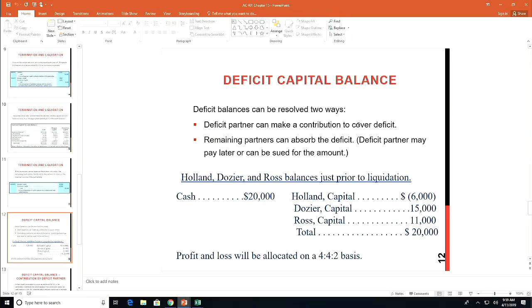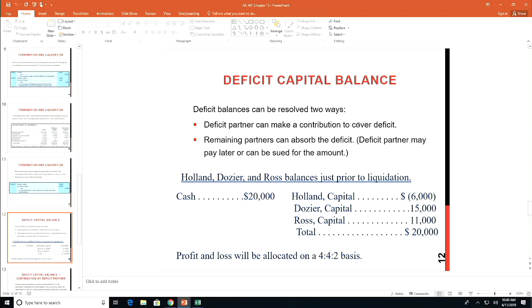Now what will happen? Dozier will say, well, my capital account is $15,000, I will take $15,000 cash. Ross will say, my capital account is $11,000, I want to get $11,000. So in total, they actually need $26,000, but they have only $20,000 cash because there is one deficit guy. So theoretically, what will happen?